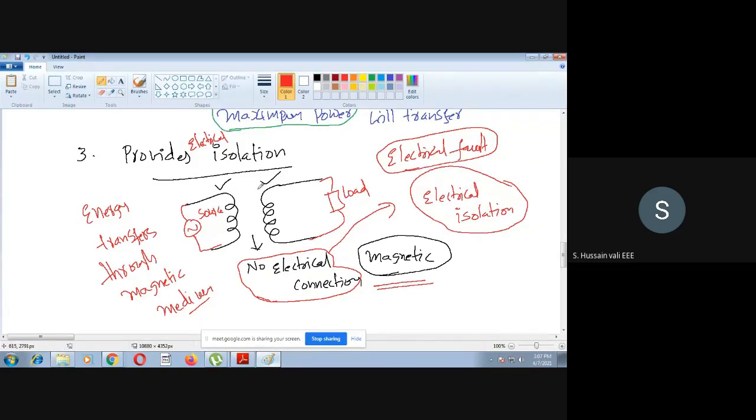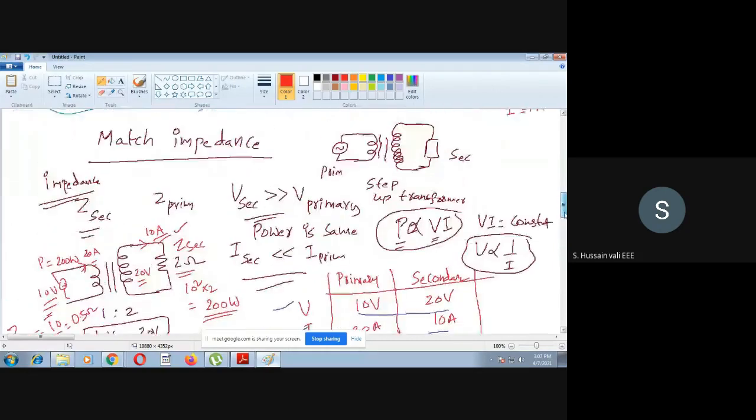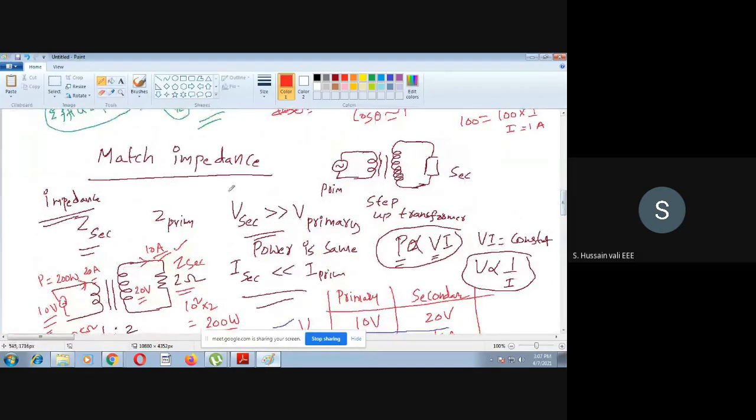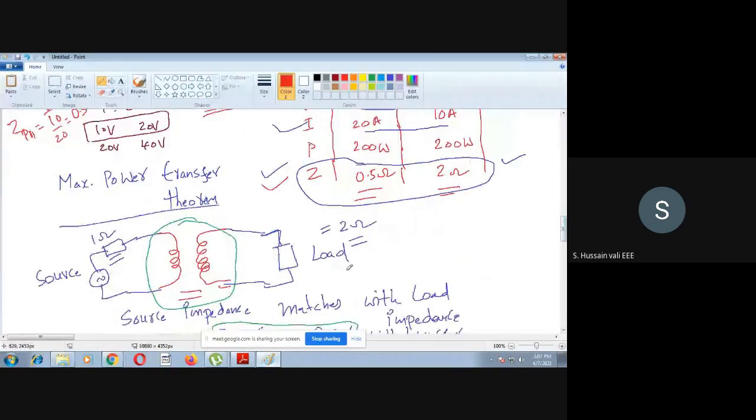Generally this advantage will be used in several applications. Now where do we use the second advantage, matching the impedance? Generally we will use this advantage where matching the impedance is needed, in tuning, radio tuning. I will write here: frequency tuning.